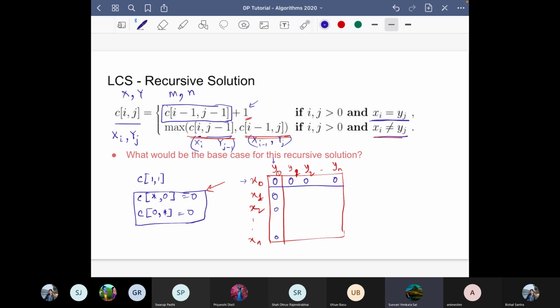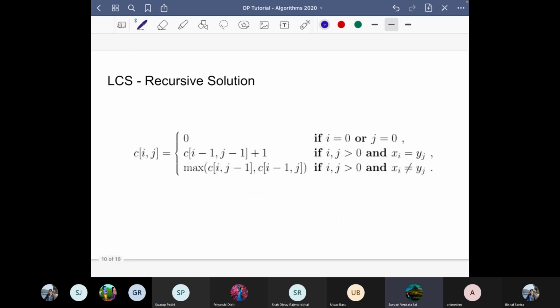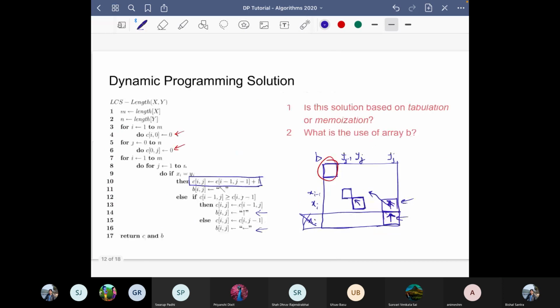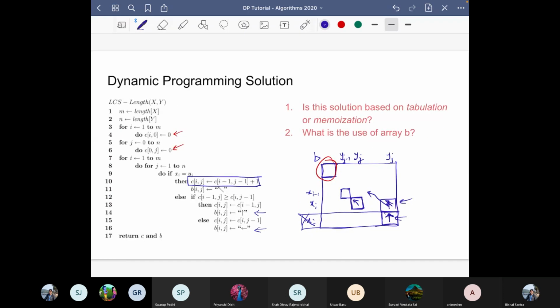Right? You got that part? Yes, sir. So that's why we are initializing these arrays here. For i equals 1 to m, we are filling up the first column, C[i][0] is 0. And for j equals 0 to n, we see C[0][j]. So this is the first row being filled up with zeros.